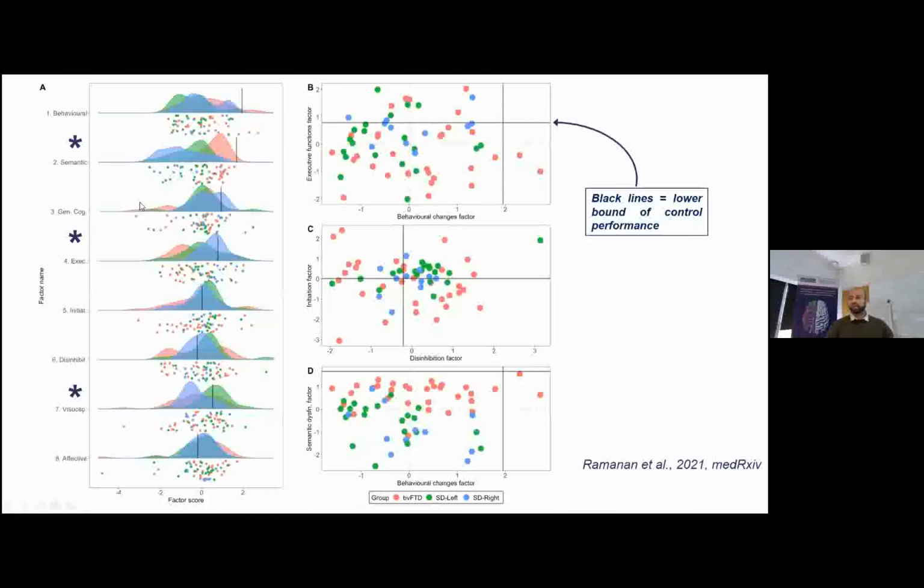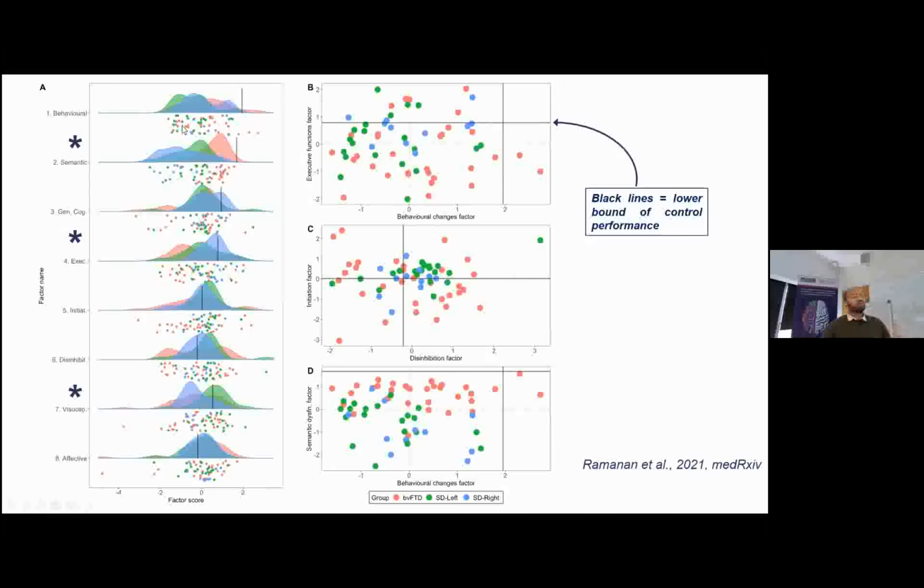In the next step, we can examine patterns of where each of these individuals lie by projecting everyone's factor score back into the dimensional space and looking at where each diagnostic label lies. On the left plot, you see raincloud plots, with the density distributions on top and individual points. The black line is the lower bound of control performance. Anyone closer to the black line is closer to the lower bound of control performance, in this case minus 1.96 standard error of the mean.